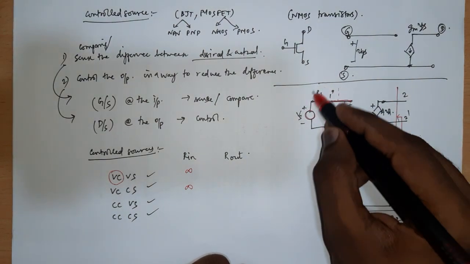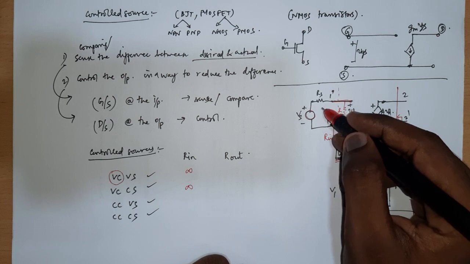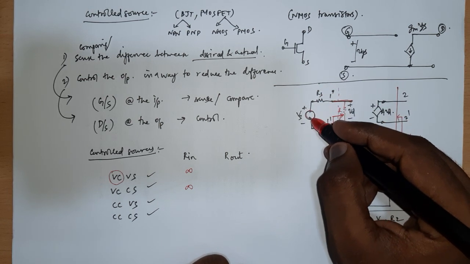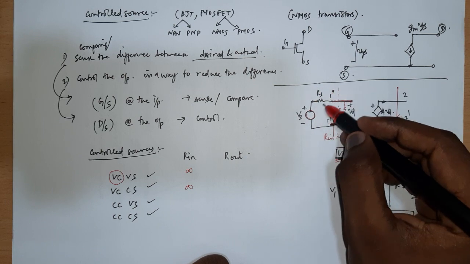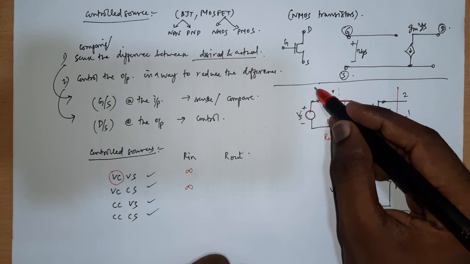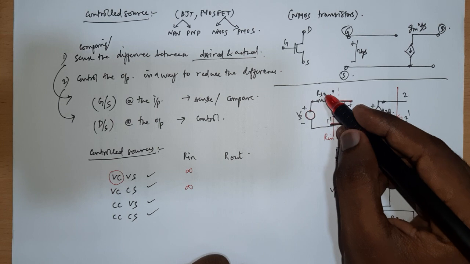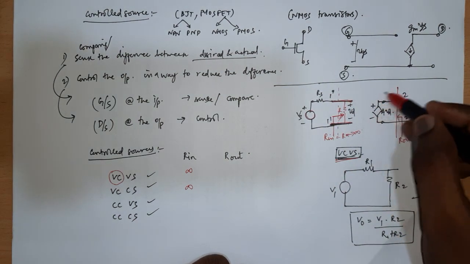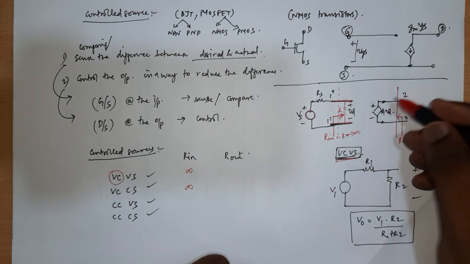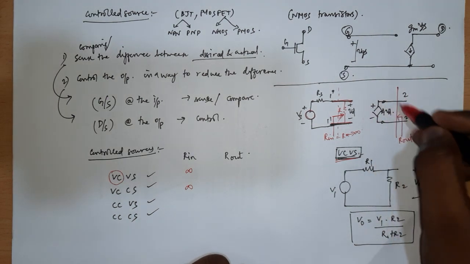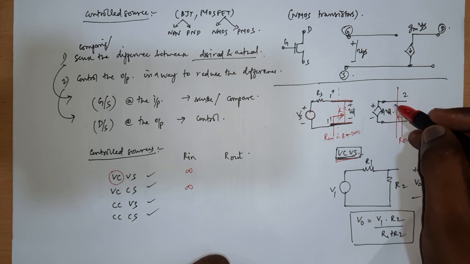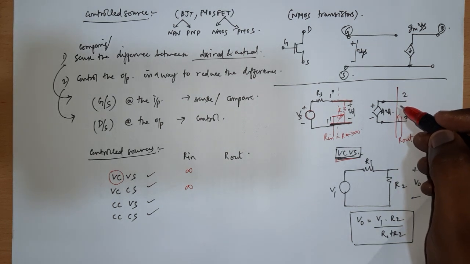Now I have this RS. I am calling this RS the source resistance, because nothing in reality is ideal. I always have this source resistance associated with it, and I want this source resistance to be as minimum as possible. Now this is going to act as a voltage source to control something else, right? So when this is acting as a voltage source, the resistance associated with this voltage source should be as minimum as possible.